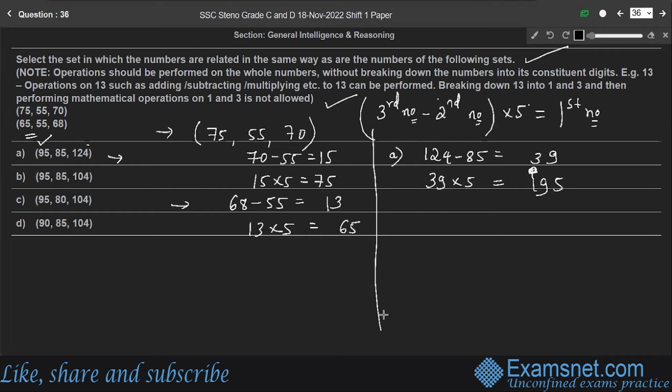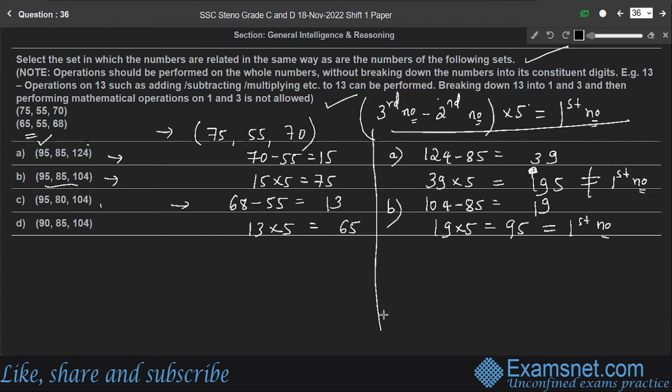You will get 195, which is not equal to the first number in the first set. So we'll consider option B, in which the third number 104 minus the second number 85 gives 19. Yes, 19, and 19 into 5 is equal to 95, which is equal to the first number. 95 is the first number in option B, which follows the same logic as the given set of numbers. Hence option, not C, option B. Option B is the right answer.